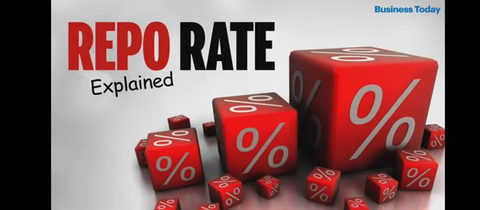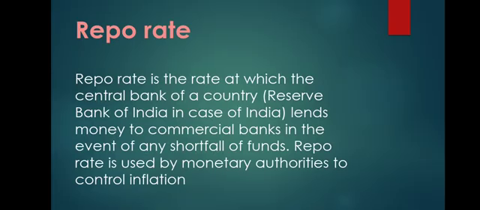Let us understand what is a repo rate. Repo rate is the rate at which the central bank of a country lends money to commercial banks in the event of any shortfall of funds. Repo rate is used by monetary authorities to control inflation. In simple terms, repo rate is the rate at which the commercial banks borrow from the central bank on a short-term basis by providing securities. Presently, the repo rate is 4%.